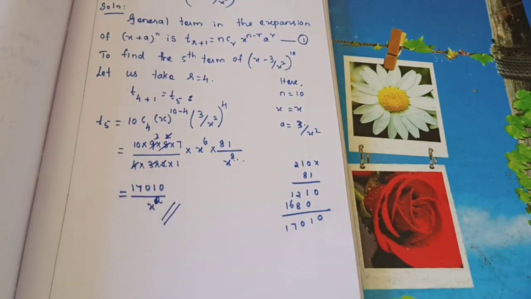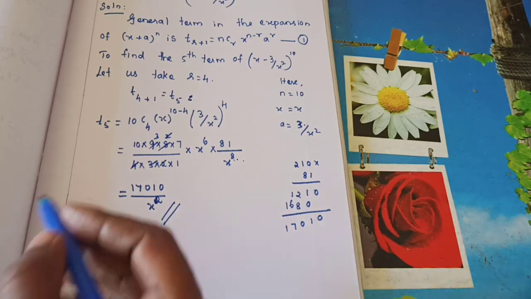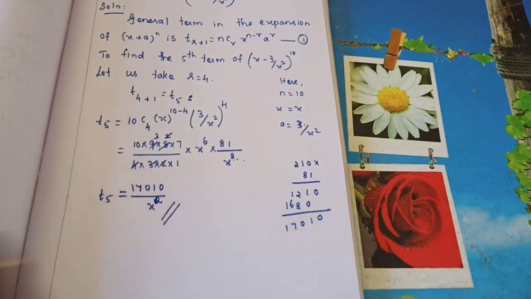The answer is 17010 divided by x^2. How did you get the x^2? x^8 over x^6, you will get x^2. So this is the fifth term. Now you got it? I hope you understand. Okay. So next, one more question we will do today.